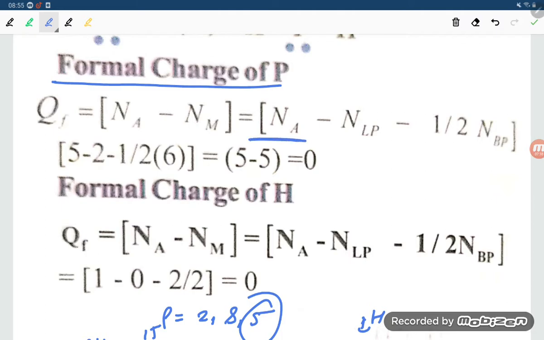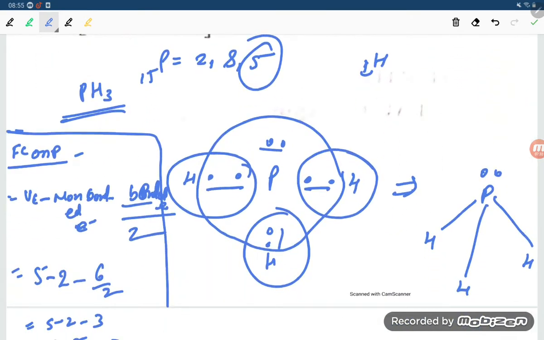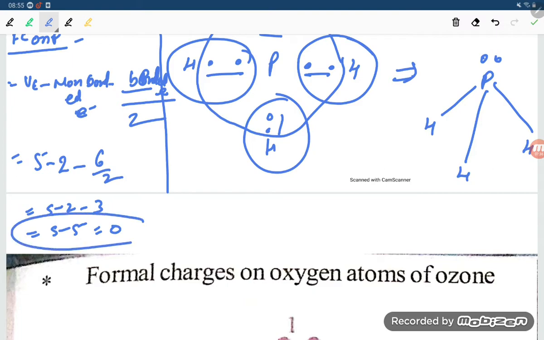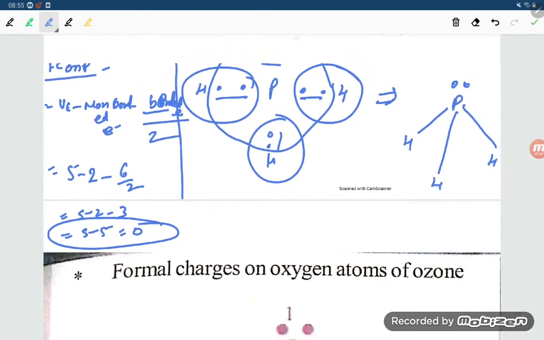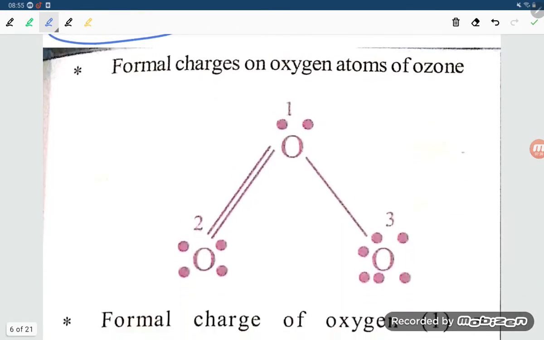Similarly, here in the question they have already solved it, student. 5 is the number of valence electrons. Okay, so 5. Number of non-bonded electrons, so that is how many? 2. Number of bonded electrons, bond pair by 2, so 6 by 2. So how much? 5 minus 5 is 0. So that I solved also. Here how much, student? 5 minus 5 equal to 0.